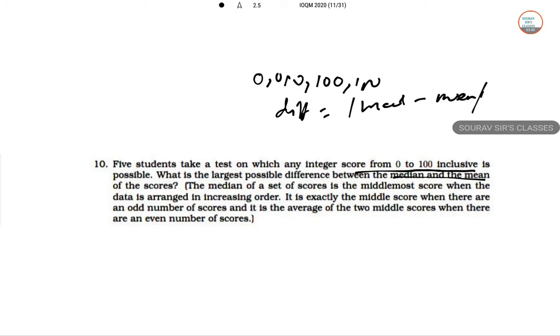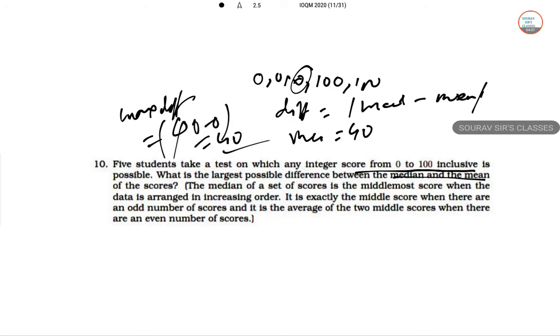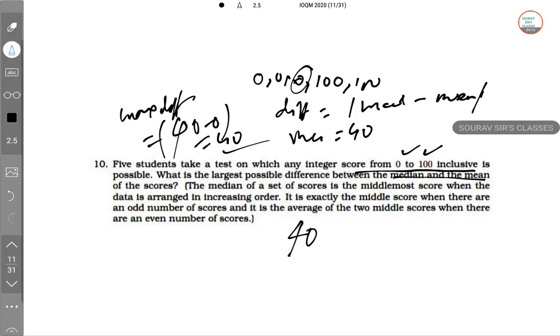Mean is the average, median is, if you place the values in ascending or descending order, the middlemost value. So the mean here is 200 by 5, so the mean is 40. And the median is 0, as it is the middlemost, so the max difference is modulus of 40 minus 0, so 40. They have taken 0 to 100, so that's why we had to take the extreme values. So the answer to this question is 40.